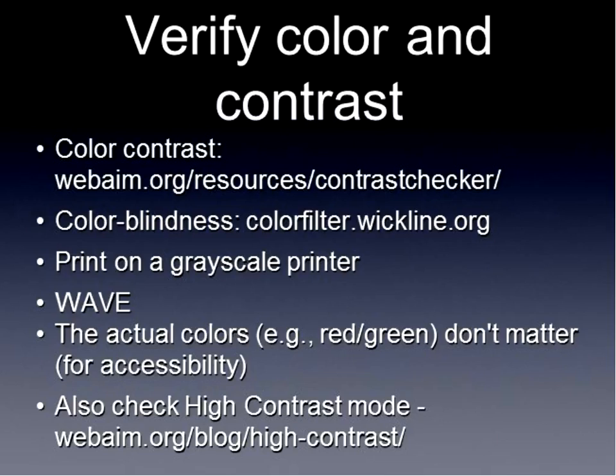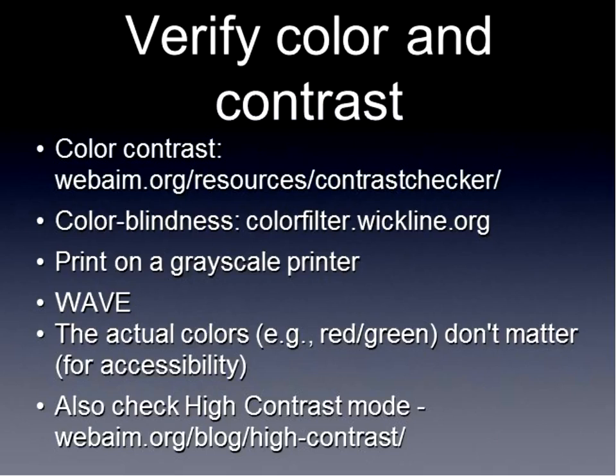colorfilter.wickline.org is a similar tool, focused only on color blindness. Again, it allows you to see your page as it would be seen with various forms of color blindness. One simple test, it's not really environmentally friendly, is you can print on a grayscale black and white printer. That allows you to do two things. One is it allows you to see if there's any color reliance, any color that's being used to convey information or meaning alone, or if there may be contrast issues. They just become a little more apparent when you print in grayscale and lose the color.